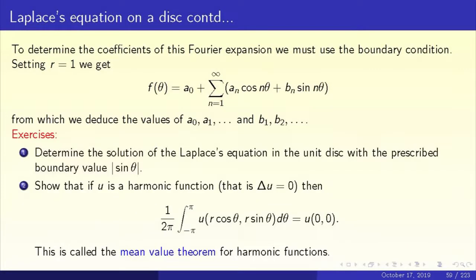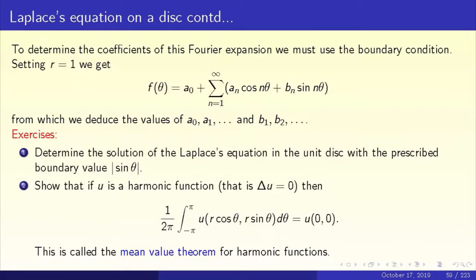So here are some little exercises with specific f. Let us try to solve the Laplace's equation on the unit disk with boundary value mod sin theta, so f of theta is mod sin theta. Now the next exercise: show that if u is a harmonic function, that is, if u is a solution of the Laplace's equation (the solutions of the Laplace's equation are called harmonic functions), then the mean value of u along circles gives you the value at the center.